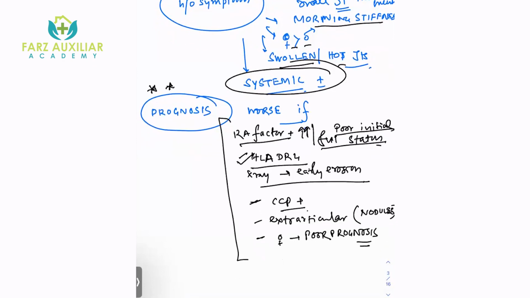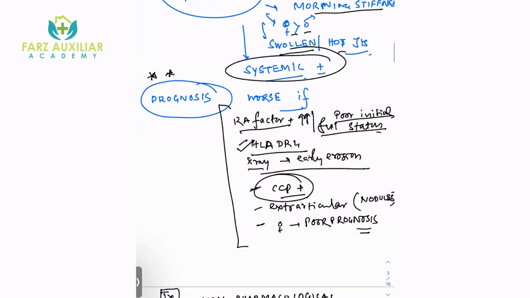HLA-D4 positivity: rheumatoid arthritis is again associated with HLA-D4 positivity. In some cases it becomes monogenic. So that also goes for poor prognosis, and so does X-ray showing early erosion. I have pictures for the X-ray, and I will also discuss the X-ray. CCP positive cases are definitely poor prognostic.